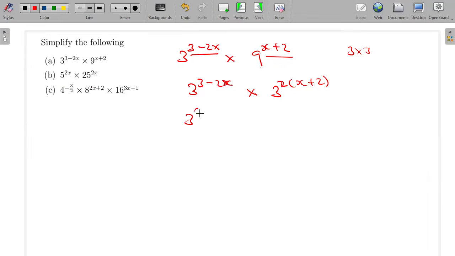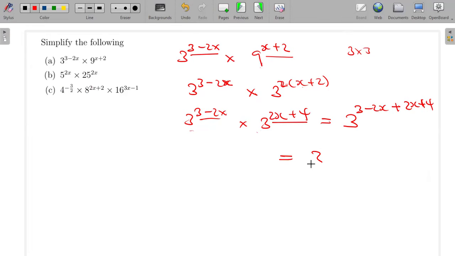So let me first write this side. So 3 to the power 3 minus 2x, multiplied by 3 to the power of 2 times x, there you get 2x. And then 2 multiplied by 2, that gives you 4. The next thing you do is you keep the base, that is 3. The base is 3. And then you add what you have in the exponents there. So you add those exponents. So you have 3 minus 2x plus 2x plus 4. You're going to add that.